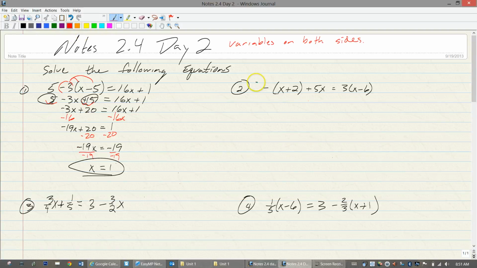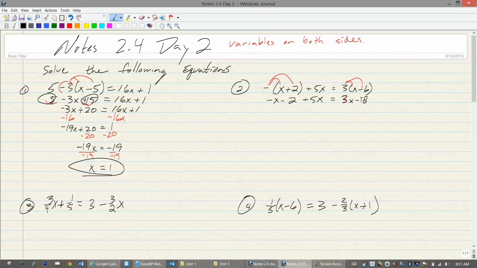So we're going to distribute a -1, right? And we get -x minus 2 plus 5. Did you guys get -2? Then we're going to distribute this, 3x minus 18, and then we can combine like terms on the same side.